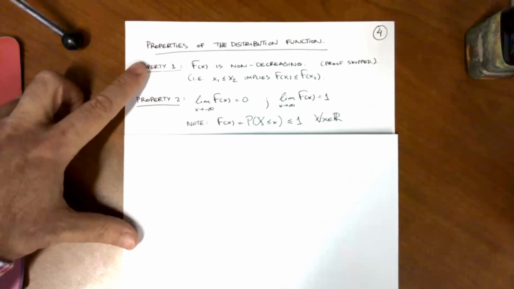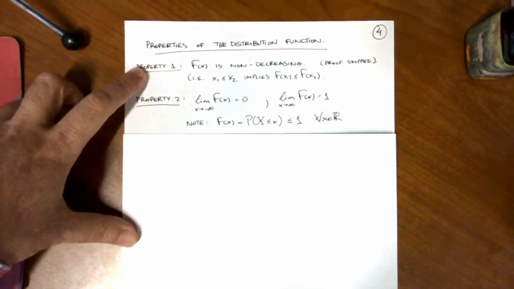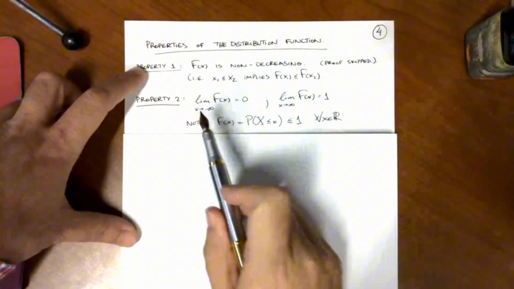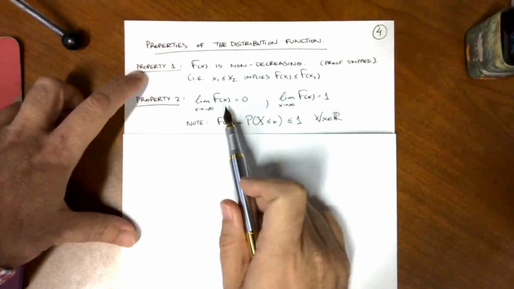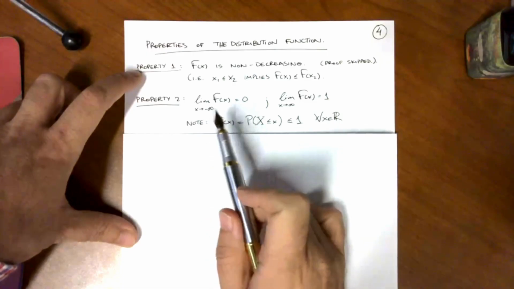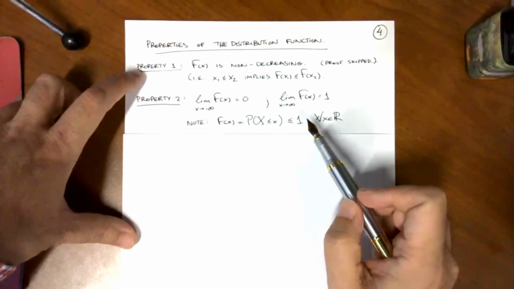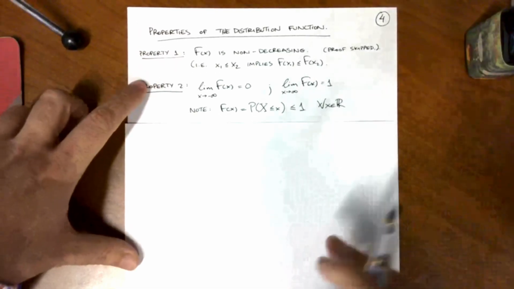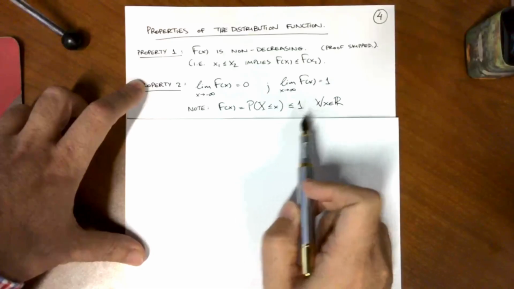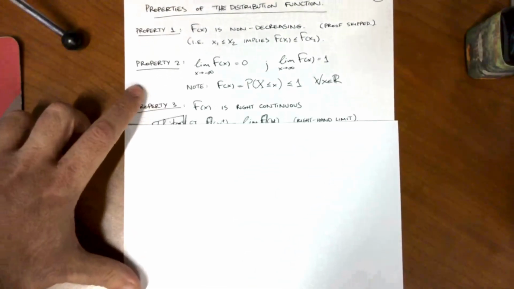Property number 2 has to do with how these functions behave as x approaches infinity. So the limit of this cumulative distribution function is going to be equal to 0 as x approaches minus infinity, and the limit of F of x is going to be 1 as x approaches positive infinity. And note that the function is less or equal to 1 for every x in the space of real numbers.